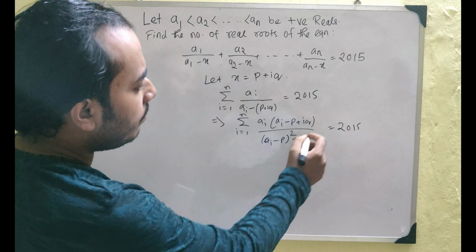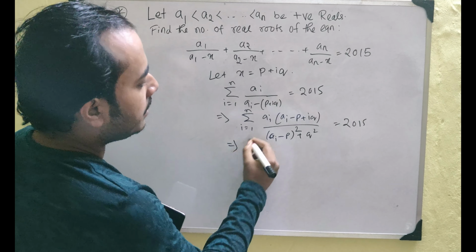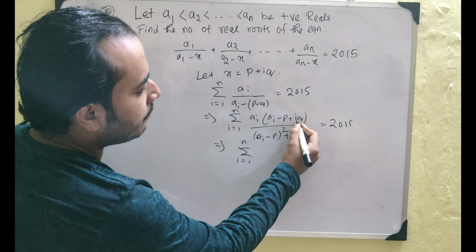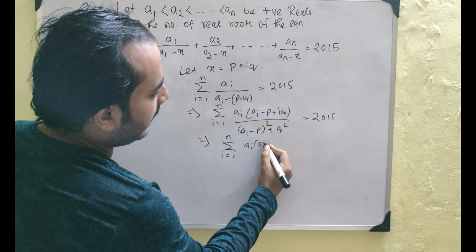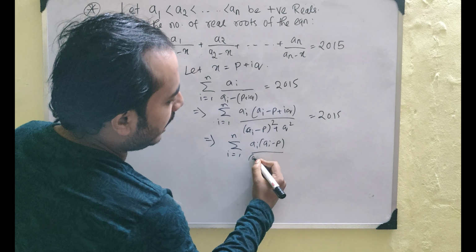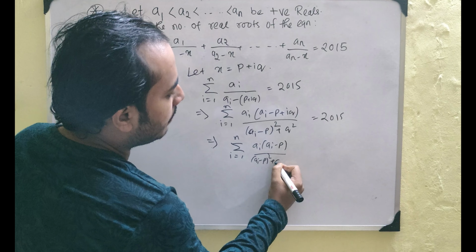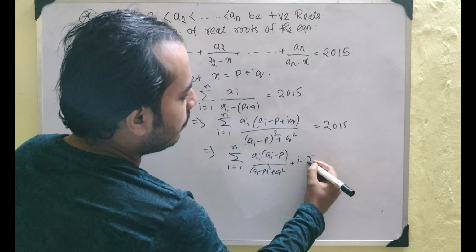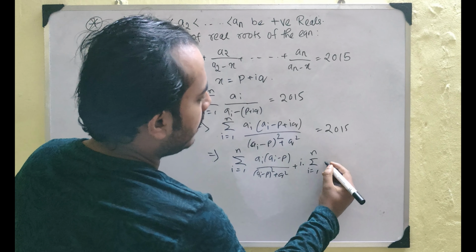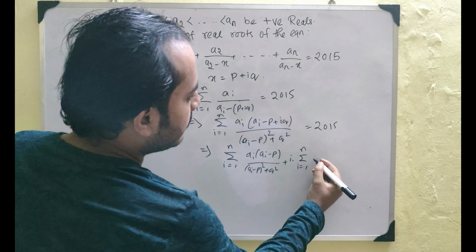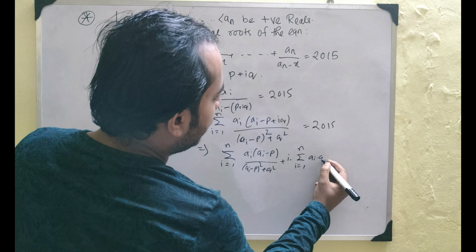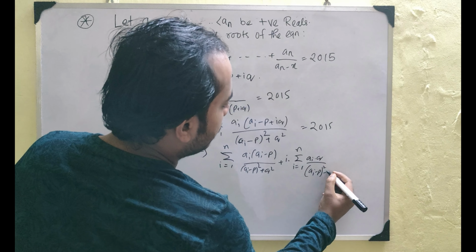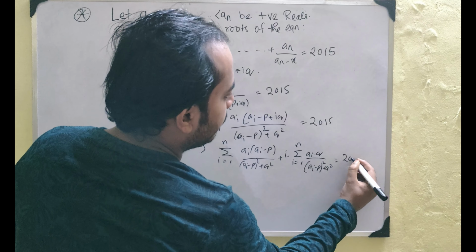Okay, so now what we can do here is separate this into two parts. First of all, we are going to separate the real part: ai into ai minus p by ai minus p whole square plus q square. This is the real part, plus i into the sum from i equals 1 to n. So this becomes ai into q divided by ai minus p whole square plus q square, equals 2015.